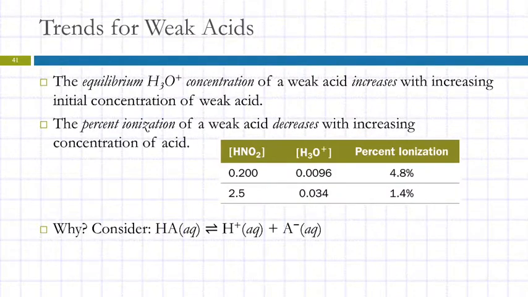So what we see for weak acids is that if you increase the initial concentration of the weak acid, the concentration of the hydronium ion at equilibrium increases. Right? You put more acid in, you've got more hydronium ion. What doesn't always make sense is that the percent ionization actually decreases as you increase the concentration. So the actual amount of hydronium ion is increasing, but relative to the original amount of the acid, the percent ionization is decreasing.